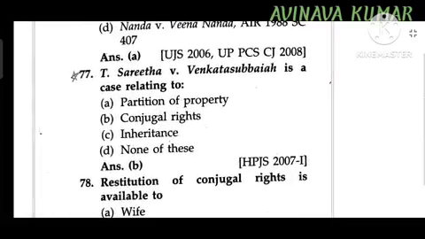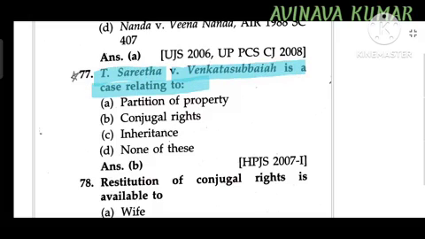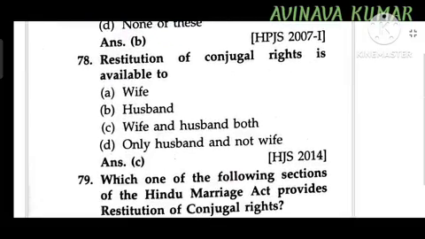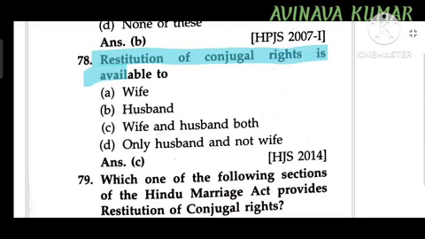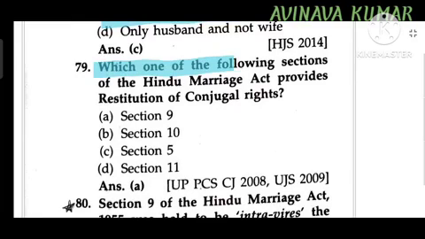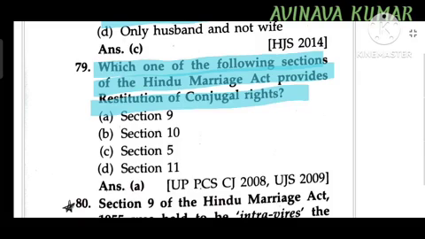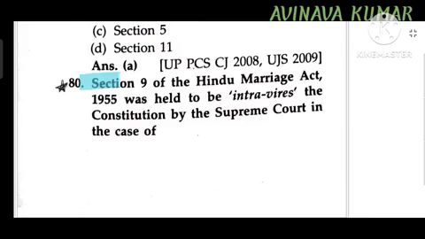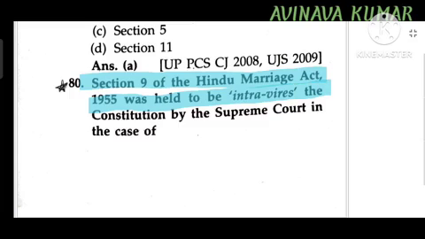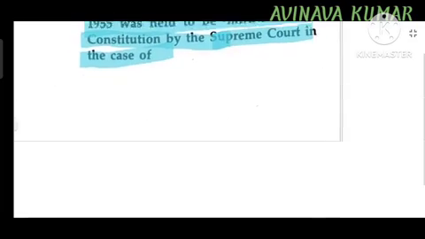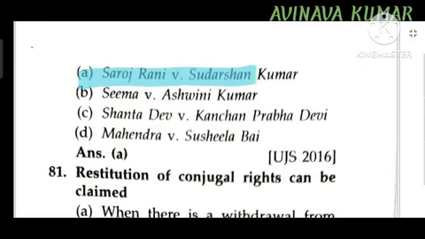1984. T. Sareetha versus Venkata Subbaiah is a case related to conjugal right. Restitution of conjugal right is available to wife and husband both. Which one of the following sections of Hindu Marriage Act provides restitution of conjugal right? Section 9. Section 9 of Hindu Marriage Act 1955 was held to be intra vires the Constitution by the Supreme Court in the case of Saroj Rani versus Sudarshan Kumar.